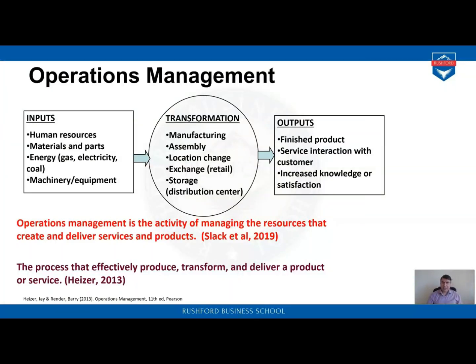Actually, operations management has different components, which are inputs, transformation, and output. Based on Slack and Brandon-Jones, operations management is the activity of managing the resources that create and deliver services and products. Heizer also said it is the process that effectively produces, transforms, and delivers a product or service. So there are lots of things here, and you need to go in depth and detail to find out how your operations work.